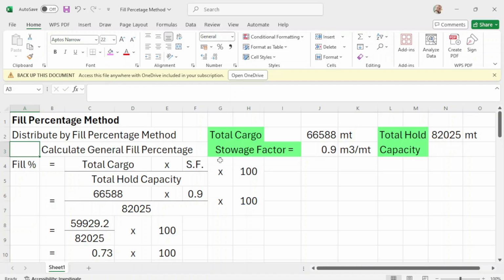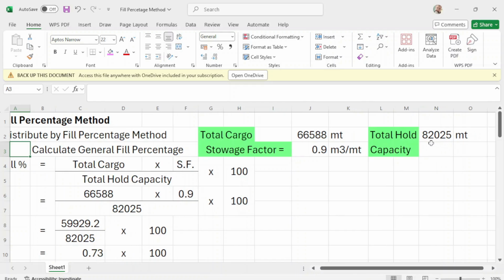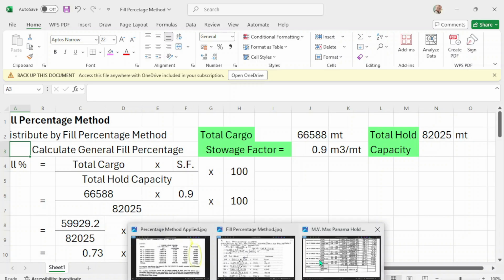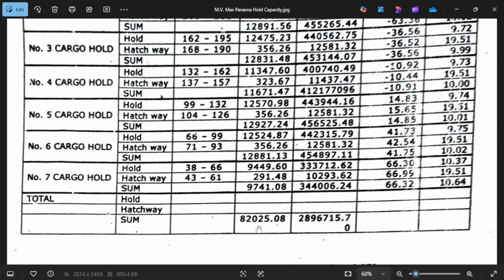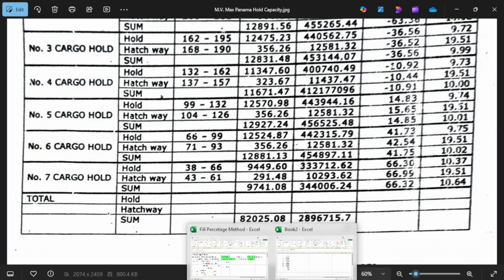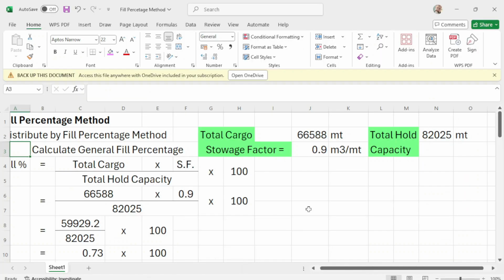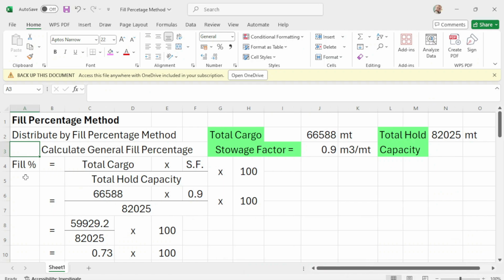The total cargo is 66588, the storage factor is 0.9 cubic meter per metric ton, and the total hold capacity is 82025.08. Okay, and the formula for fill percentage is total cargo times storage factor over total hold capacity times 100.